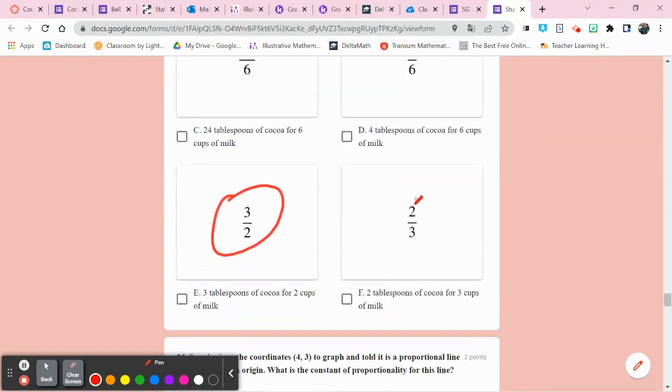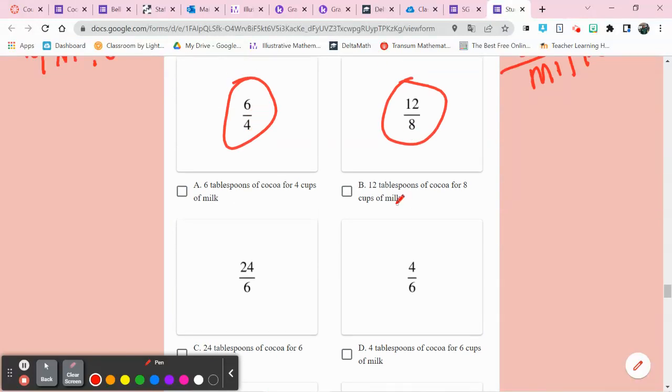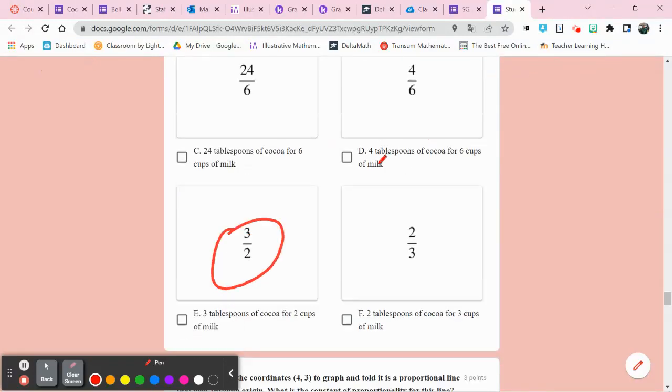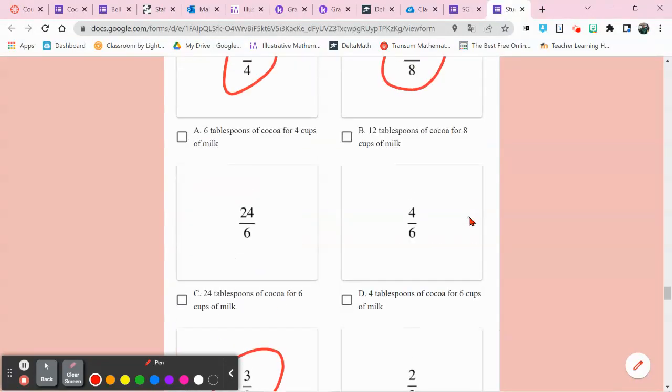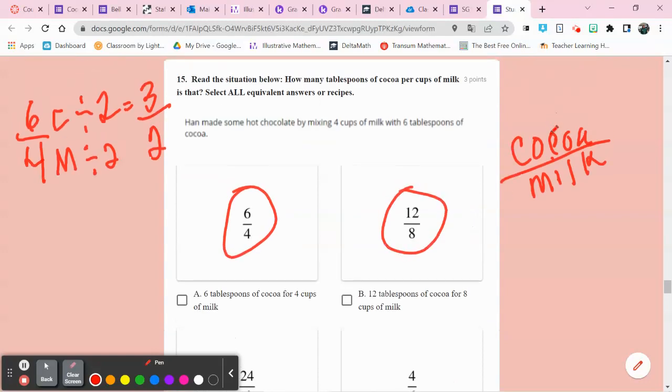And 2 over 3 is not correct. It was 3 over 2. So those are our choices. We have A, B, and E. And so if you set them up the way it asks, cocoa over milk, put your numbers in, simplify, and then use your simplified fraction.